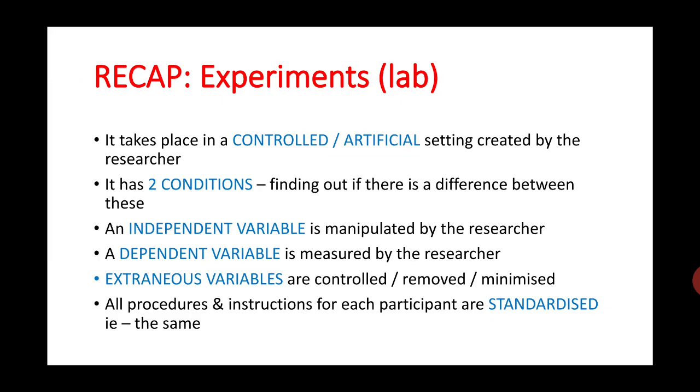Also, an experiment involves an independent variable which is manipulated by the researcher, and a dependent variable which will be measured by the researcher. In lab experiments, extraneous variables need to be minimised, removed or controlled so they don't have an effect on the dependent variable. And all procedures and all instructions for each participant are standardised, so they all experience the same.